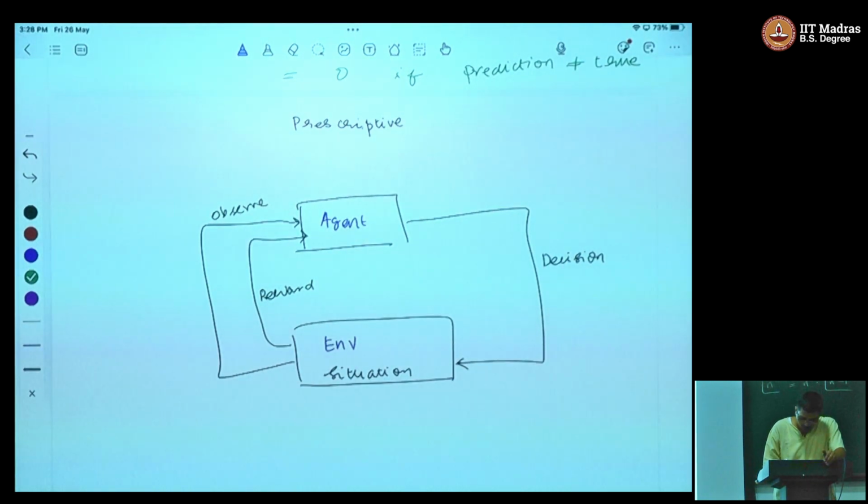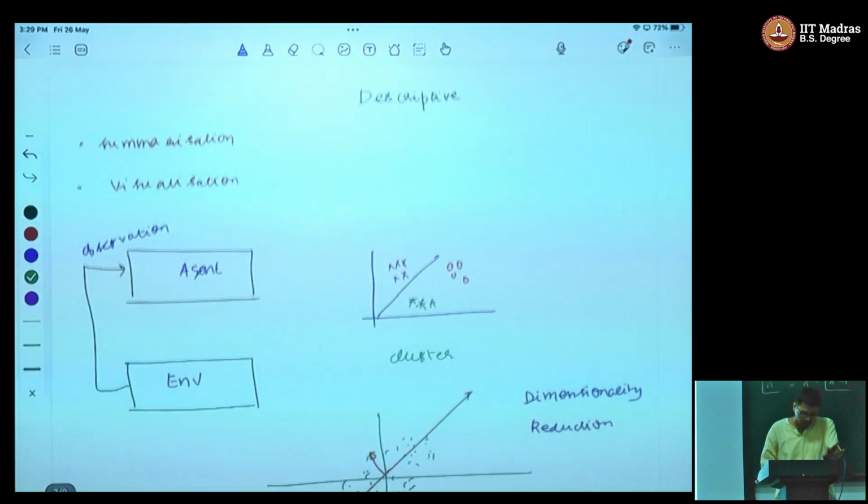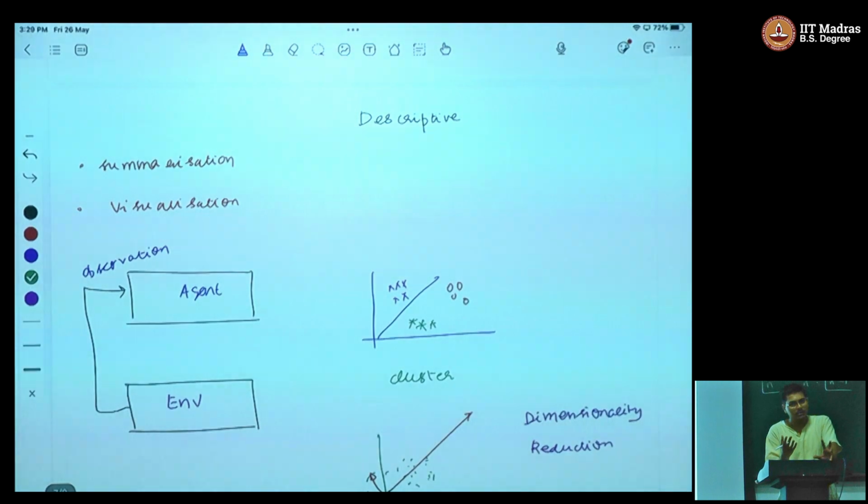So this is basically to take control of the environment, such as self-driving cars. You want to control the environment. So these are the three kinds of tasks. Now what we will do is put these three tasks to the three methods. Whenever you are doing a descriptive task, it is known as unsupervised learning.